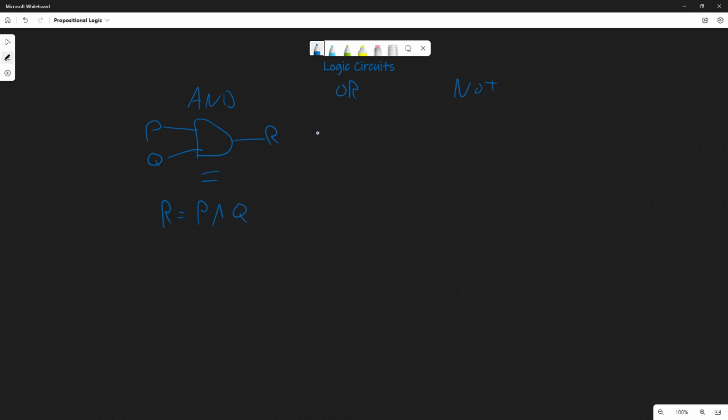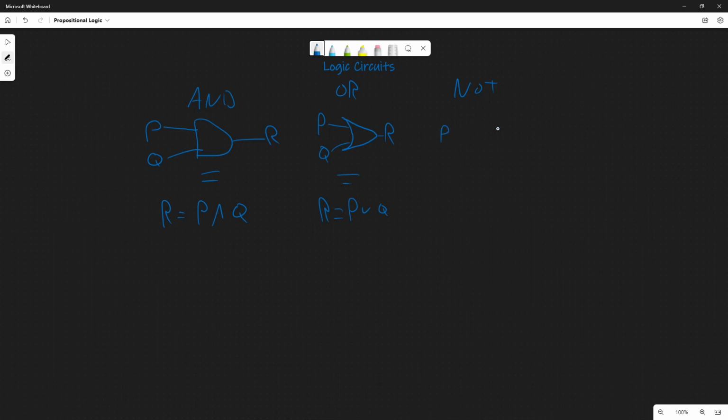Or, very similar, we have P input, Q input, R output, and we draw this similar to AND, but more pointy. So it's got a curve inward and a more slanted front. Something like the Star Trek symbol, vaguely. And this again, R equals P or Q. These are equivalent to each other.